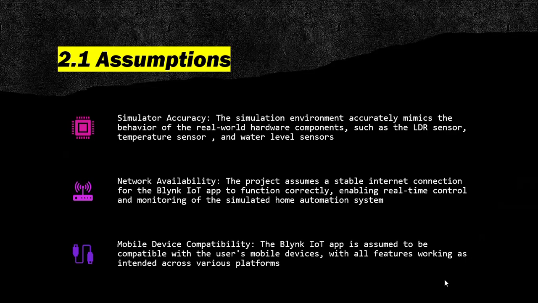So network availability, the project assumes a stable internet connection for the Blynk IoT application to function properly. So the connection between the devices and the Blynk IoT app is very important here. For that, we need stable internet connection. Without that, this doesn't work. This will enable real-time control and monitoring of the simulated home automation system. So mobile device compatibility. The Blynk IoT app is assumed to be compatible with the user's mobile devices with all features working as intended across various platforms. So that's why we are using Blynk IoT app here.